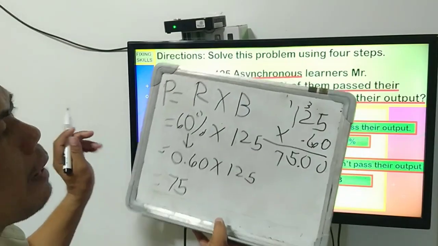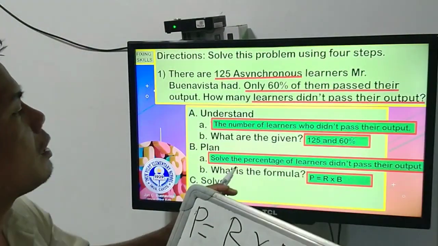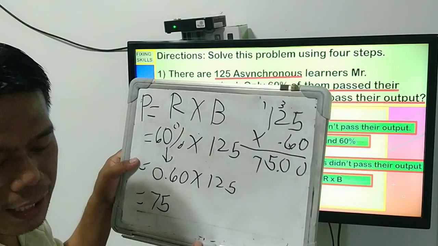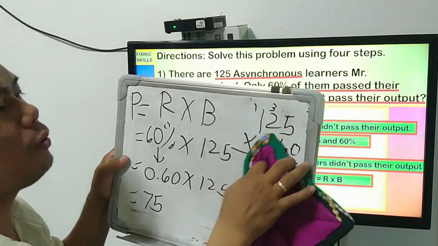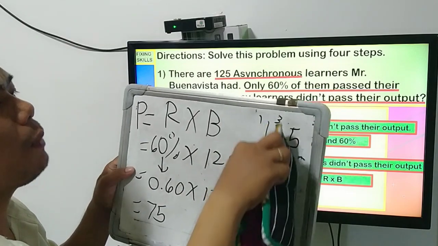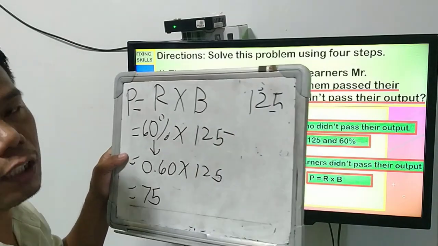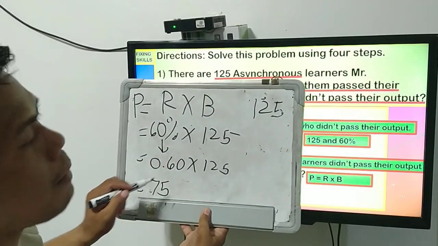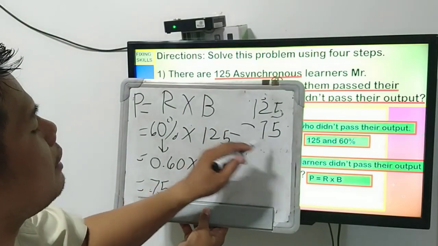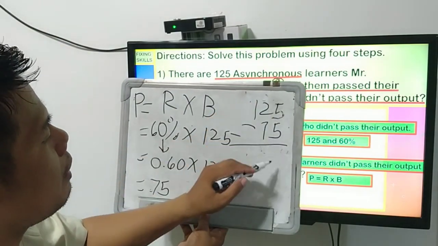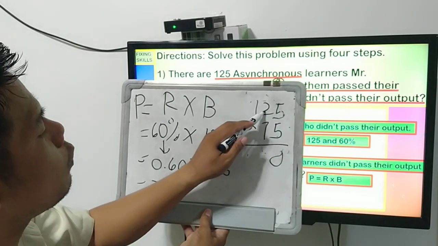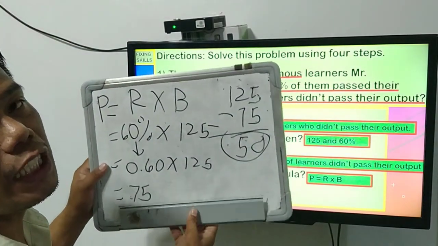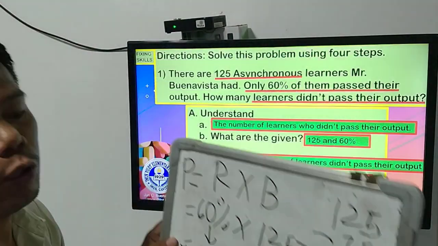Ayan, 75 lamang ang nagpasa. The question is, the number of learners who didn't pass their output. Ilan ang hindi nakapagpasa ng kanilang output. So in order to get the number of the learners who didn't pass their output, we're going to subtract now the percentage from the original number. Okay, so i-minus natin si 75. 125 minus 75. 5 minus 5, 0. 12 minus 7 equals 5. So, there are 50 learners who didn't pass their output.